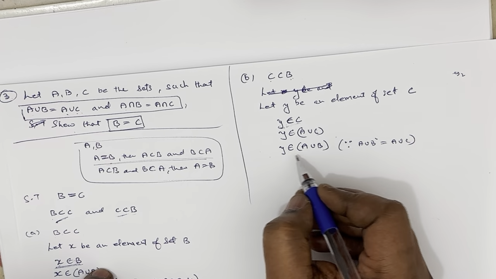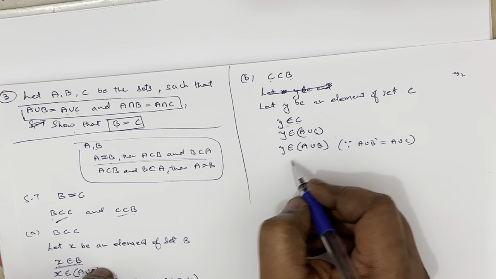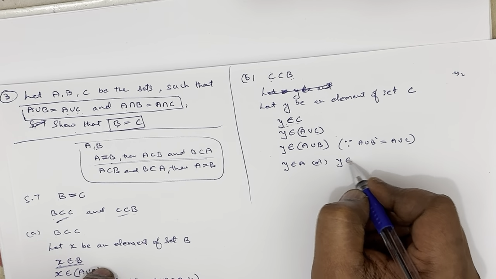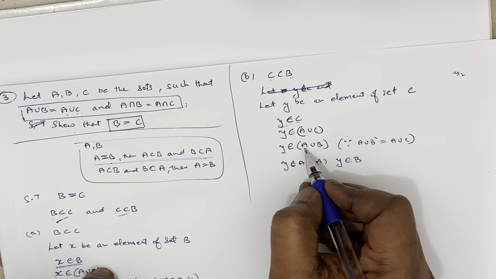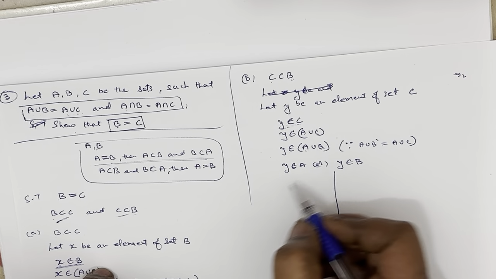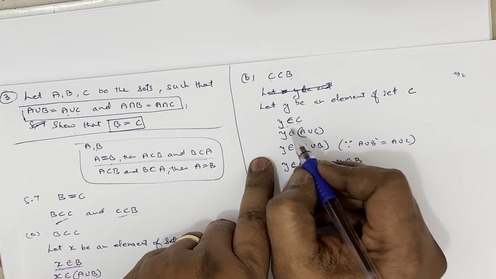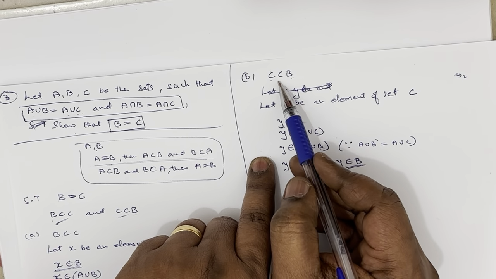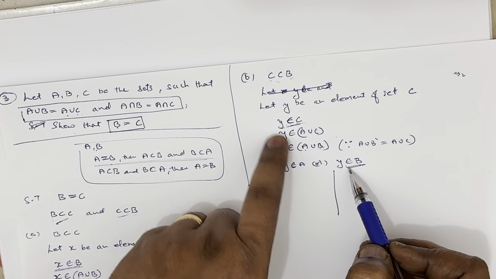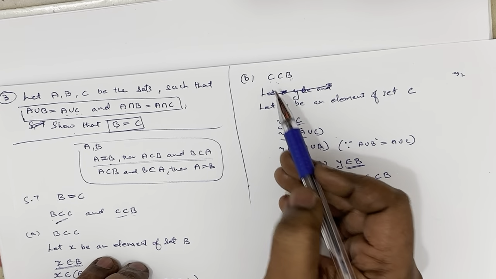Now since y belongs to A union B, we can write y belongs to A or y belongs to B. Y may belong in this or in this. Now again here we got two cases. We got y belongs to B: we have taken y belongs to C, and we got y belongs to B, which must be proved. This element belongs to C, and also belongs to B, so we can say C is a subset of B. This is what we have to prove.